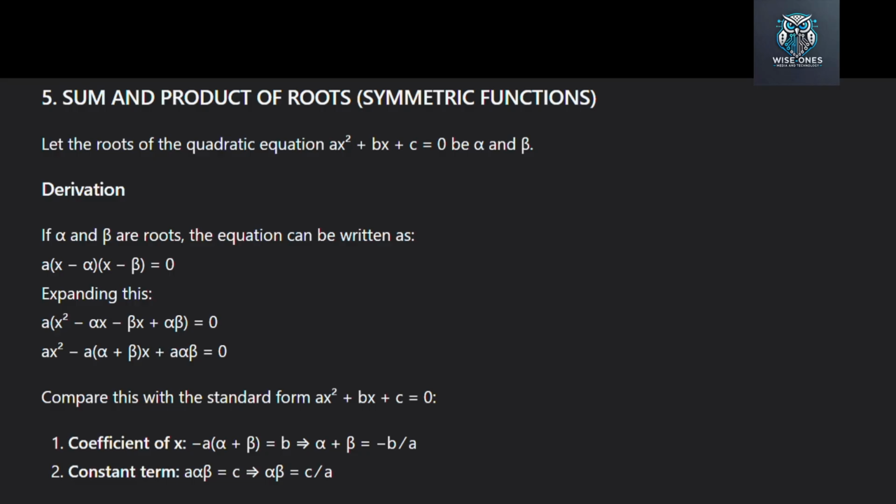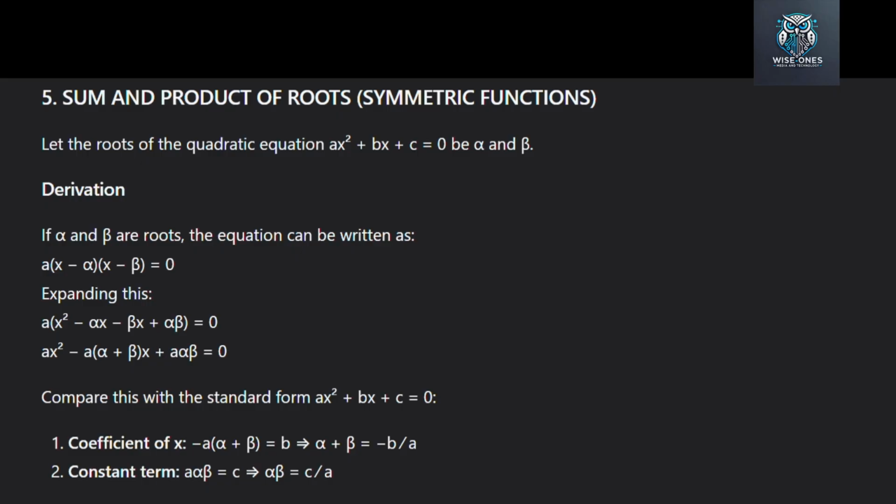If alpha and beta are roots, the equation can be written as a times open bracket x minus alpha close bracket times open bracket x minus beta close bracket equals 0. If we expand this, we get a times open bracket x squared minus alpha x minus beta x plus alpha beta close bracket equals 0. This simplifies to a x squared minus a times open bracket alpha plus beta close bracket x plus a alpha beta equals 0. Now compare this with the standard form, ax squared plus bx plus c equals 0.